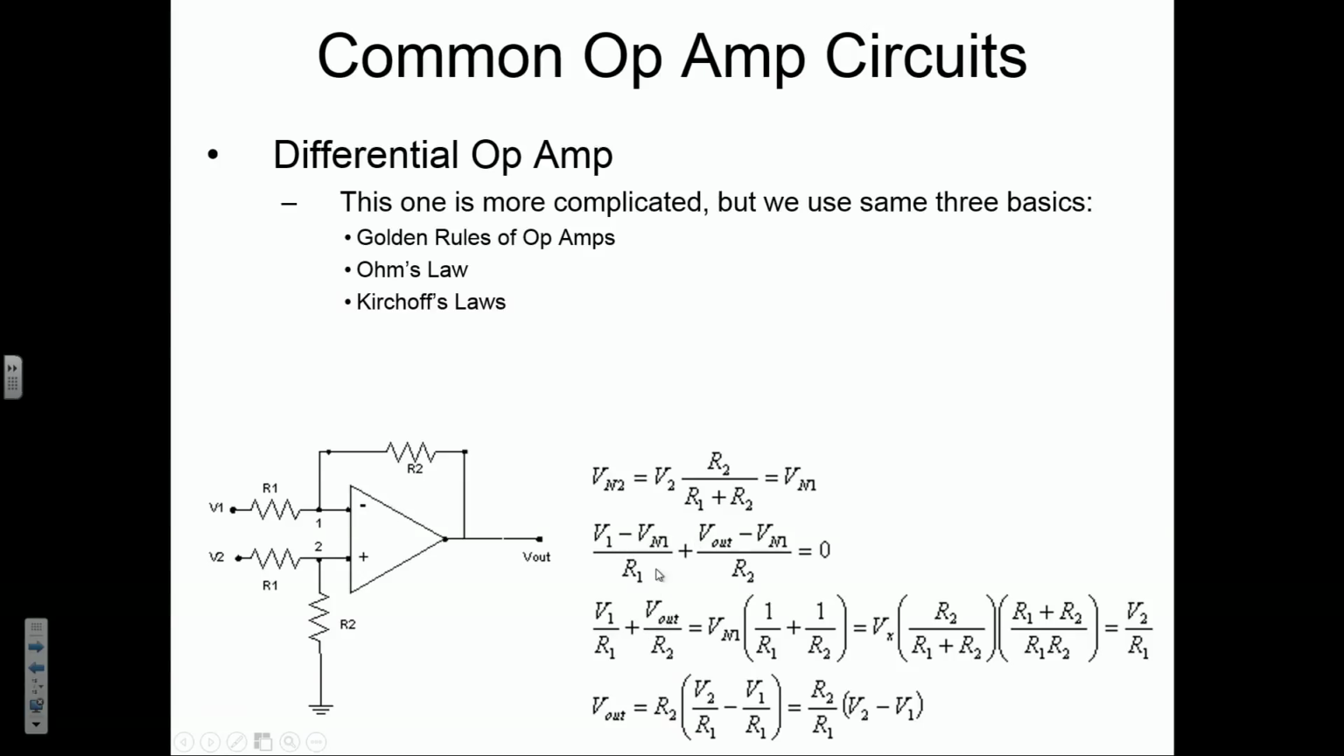So we can do a little bit of rearranging. V1 over R1 plus V out over R2 is equal to V at node 1.